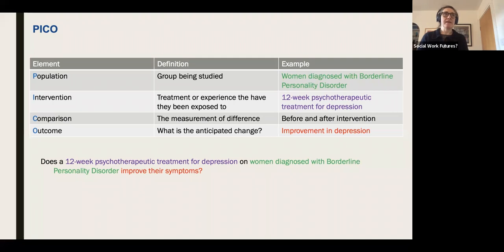So here is one I made earlier. So you can see here the population, women diagnosed with borderline personality disorder. The intervention is the treatment programme. The comparison here is before and after intervention. As I said previously, you might be using a group who have not experienced the treatment. That would be very commonly a way that you would approach this type of study. And what's the change? You want to improve the symptoms of depression. That's why you're doing this study. You want to understand if you have come up with a model that will help improve symptoms.